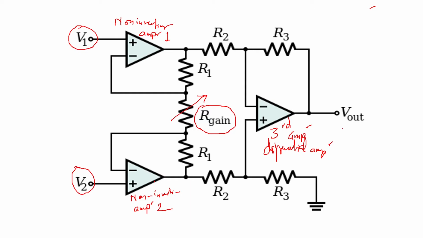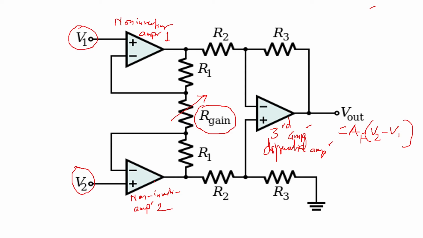So here the output V naught will be amplified. Now this is the amplification factor. This will be the gain of the complete circuit multiplied by the difference of the two inputs, V2 minus V1. So this will give you an amplified version of the difference of the two inputs at the output. So an instrumentation amplifier is one which is overall a differential amplifier.